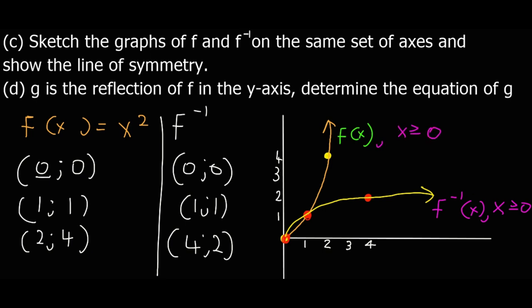And now we draw the line of symmetry. Remember the line of symmetry always goes through the origin and intersects where our graph intersects. So this is the line of symmetry, and it is y equal to x. So we have answered this part. Let's look at part D.